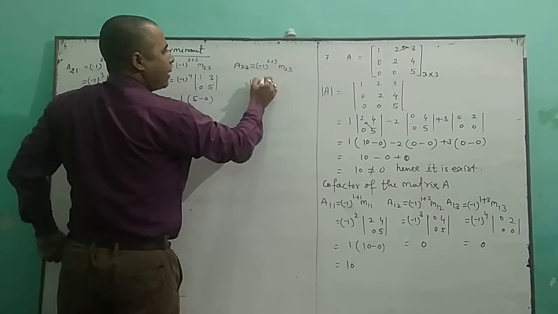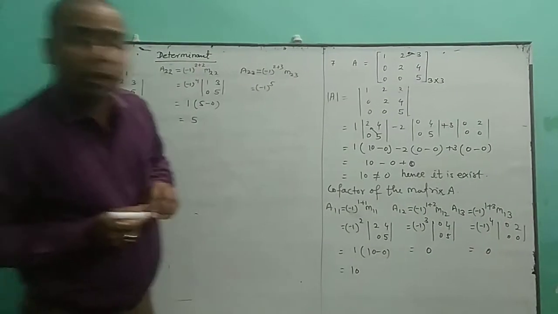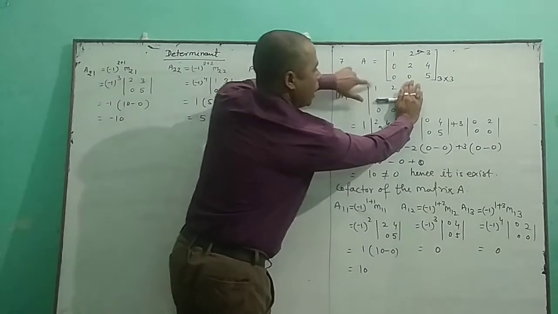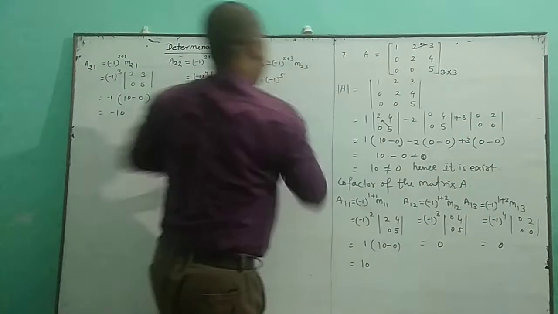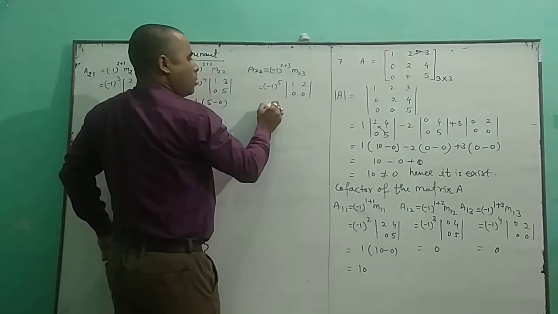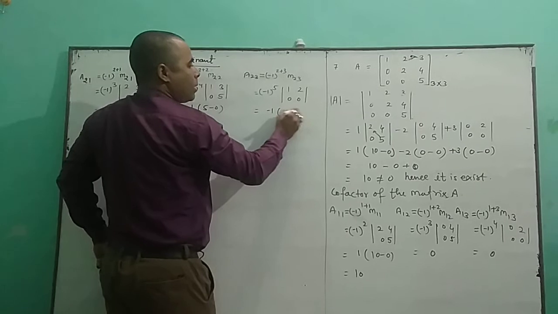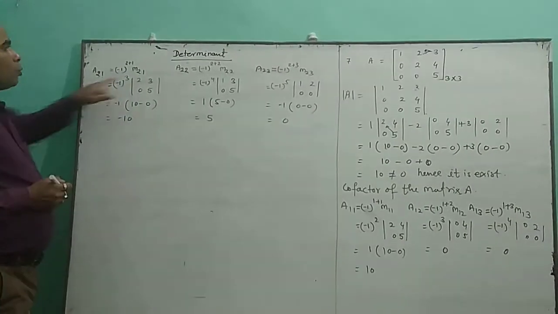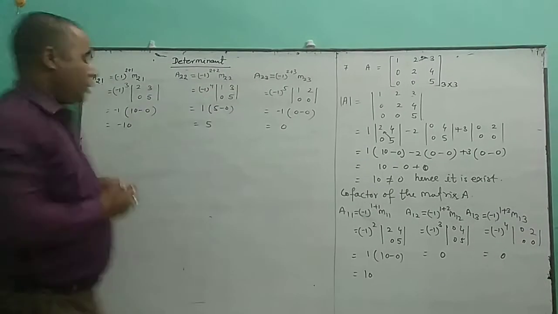A23. Second row and third column, minus 1 to the power 2 plus 3, M23. Minus 1 to the power 5. What is the value for second row and third column? This is the second row and this is the third column. 1 2 0 0 will be left. Minus 1 to the power 5, minus 1 times 0 minus 0 means 0. This is the value of A21, A22 and A23.